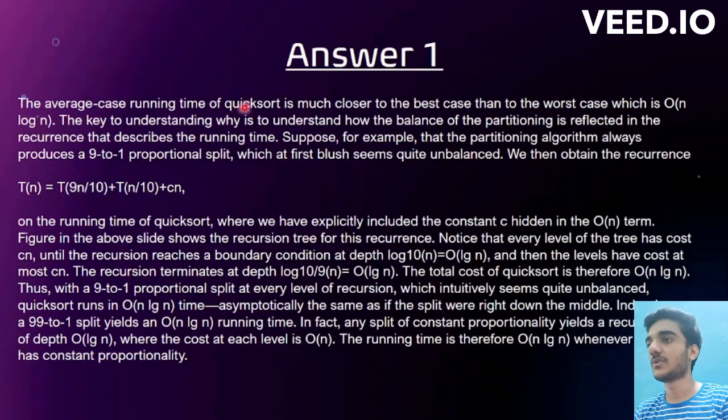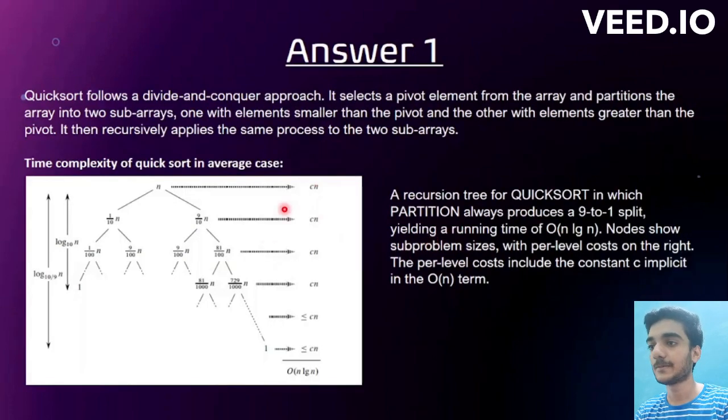The average case running time of quicksort is much closer to the best case than the worst case in O(n log n). The key to understanding why is to understand how the balance of the partitioning is reflected in the recursion that describes the running time. Suppose, for example, that the partition algorithm always produces a 9 to 1 proportional split, which at first blush seems quite unbalanced. We then obtain the recurrence relation T(n) = T(9n/10) + T(n/10) + Cn on the running time of quicksort, where we have explicitly included the constant C hidden in the O(n) term. The figure in the above slide shows the recurrence tree of this recurrence, as we have studied earlier.